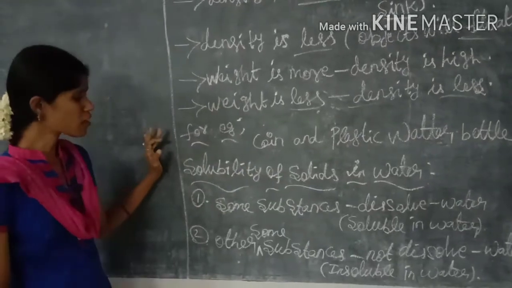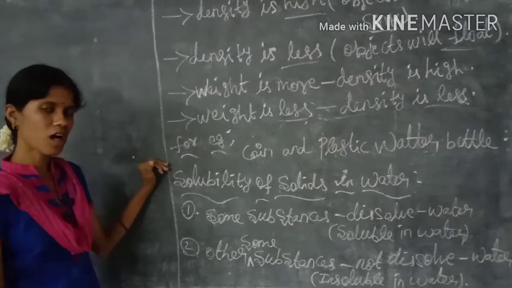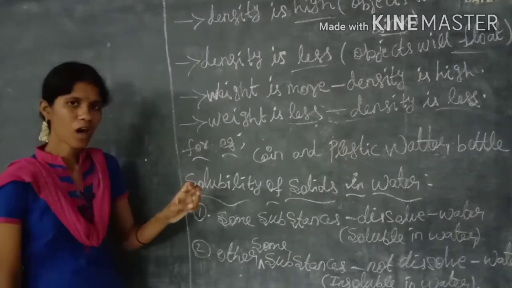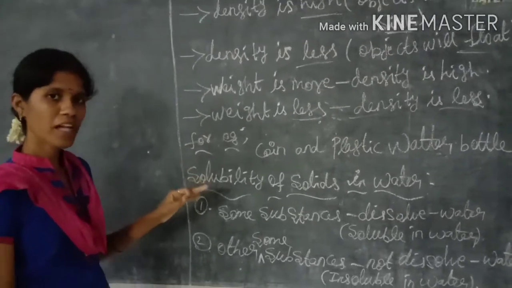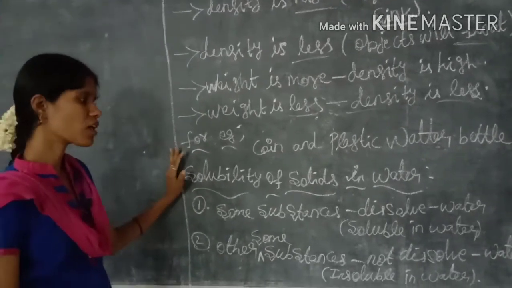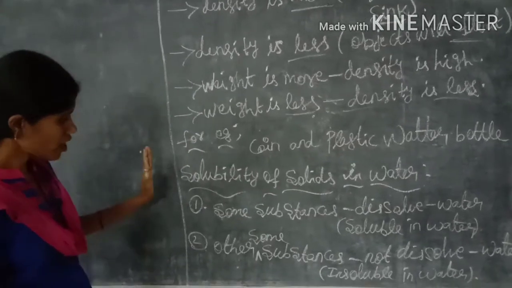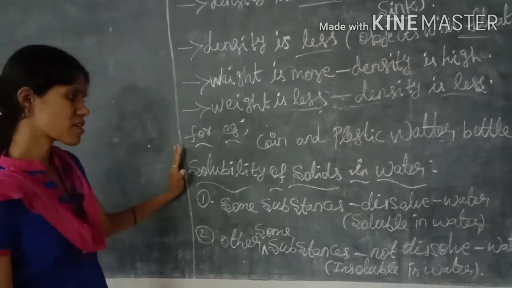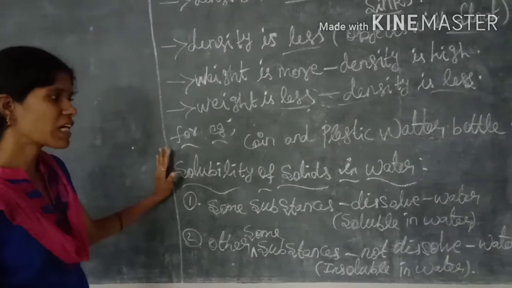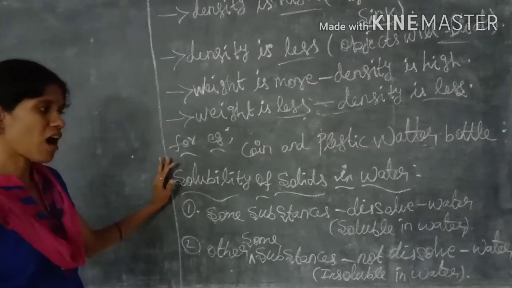The next one is solubility of solids in water. You know the solids: bricks, table, pencil, pen. These are solids, and also sugar and salt. Some substances dissolve in water; those are known as soluble substances, soluble in water.